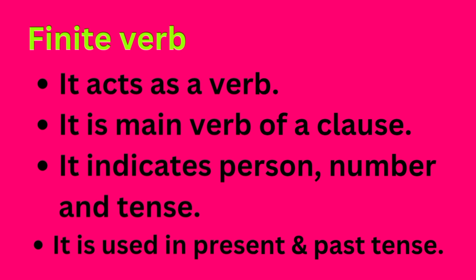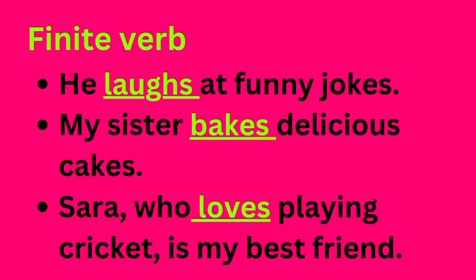Finite verb. It acts as a verb. It is the main verb of a clause. It indicates person, number, and tense. It is used in present and past tense. For example, he laughs at funny jokes. My sister bakes delicious cakes. Sarah, who loves playing cricket, is my best friend. In these sentences, laughs, bakes, and loves are finite verbs.